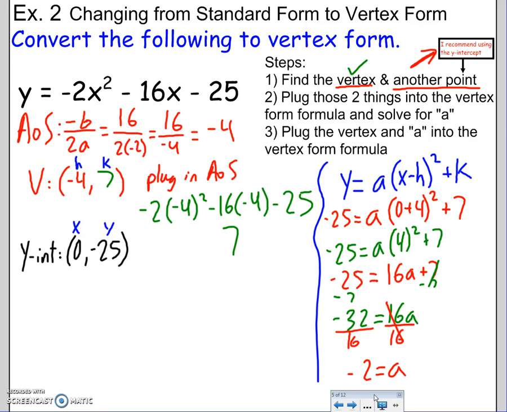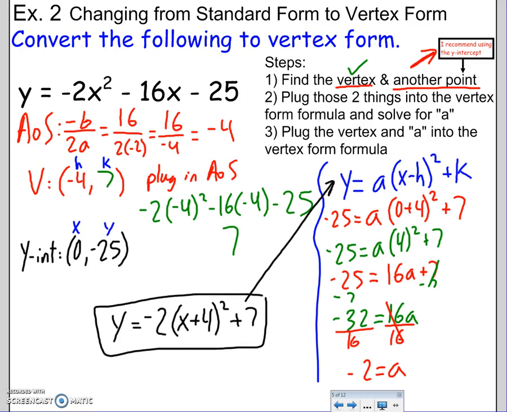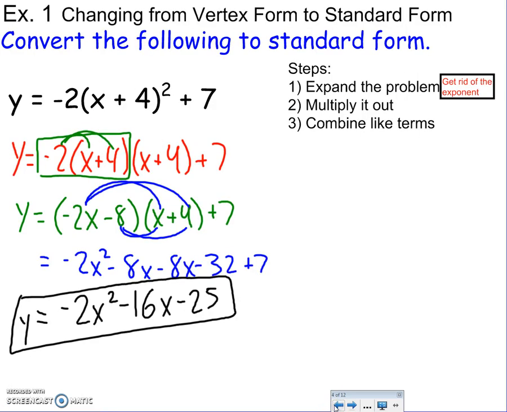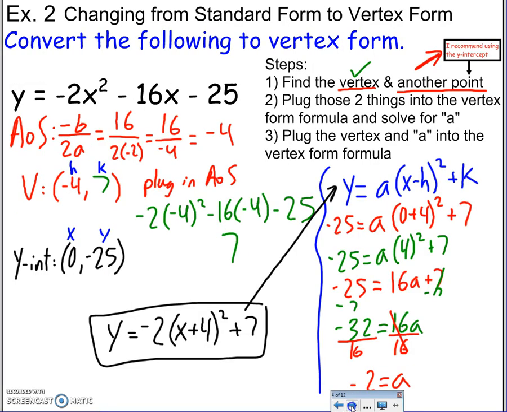Final step, so step 2 done. Plug in the vertex and a into the vertex form formula. So looking back at this formula here, we're not going to change y. We're going to leave y alone. Y equals a we found was -2. Parentheses, leave x alone. But h, remember that's opposite, so that's plus 4, close parentheses squared, and plus k, k was 7. That's the answer. Notice that's the exact same from example 1. I did the same problem, just going backwards. See, it's -2, x plus 4 squared plus 7.